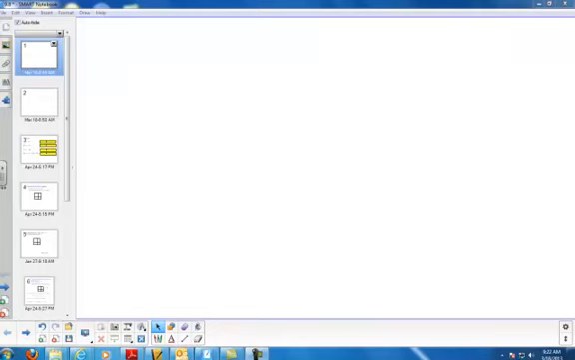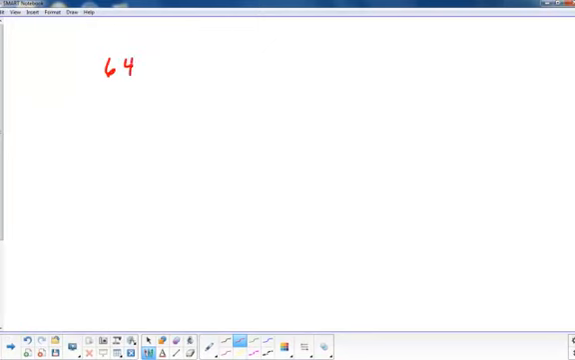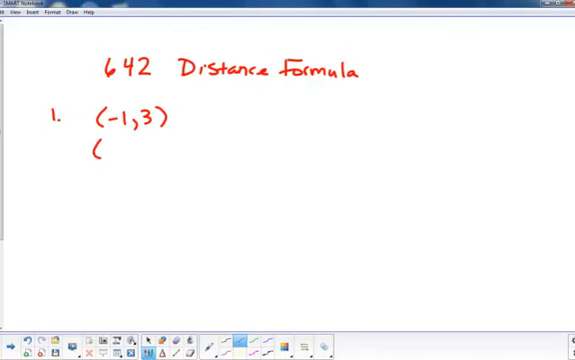Welcome back. Today we're going to start with the distance formula. This is on page 642 in your book. The first problem on that page asks what the distance is between these 2 points.